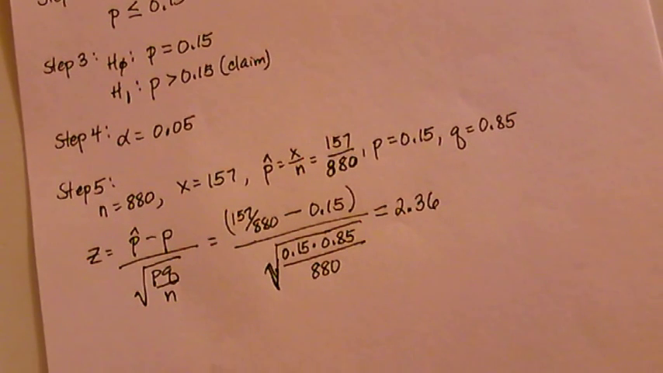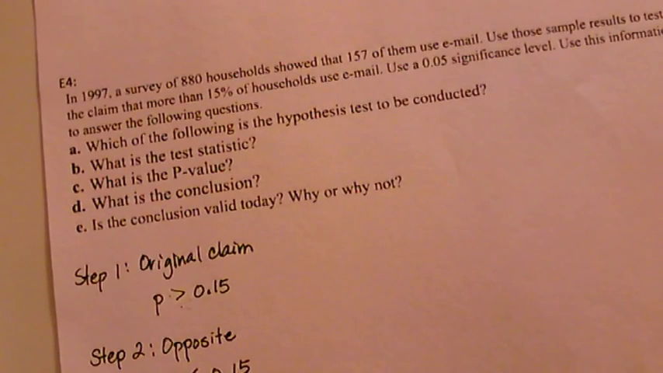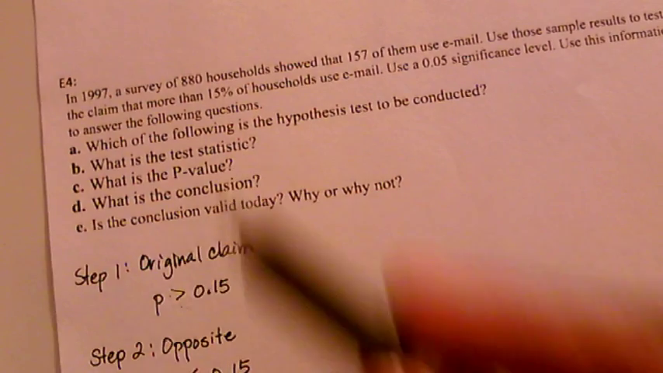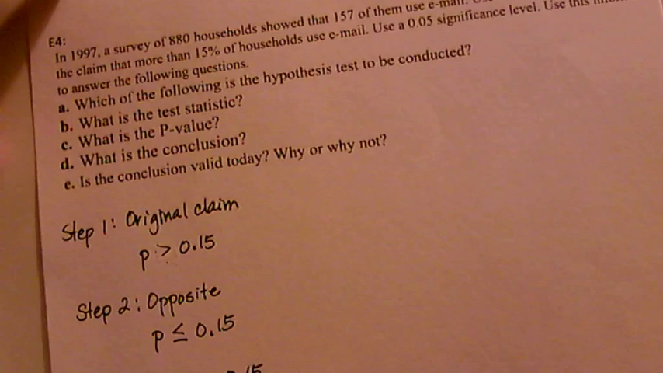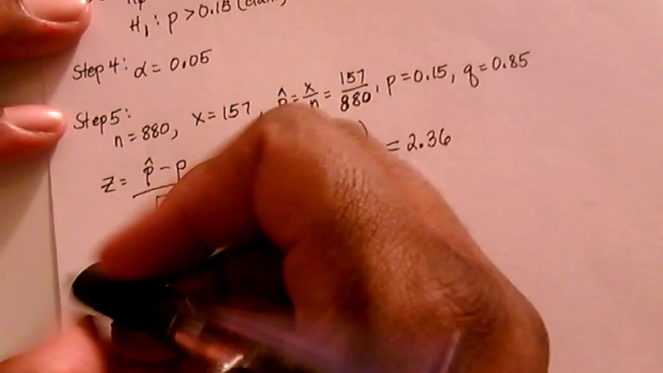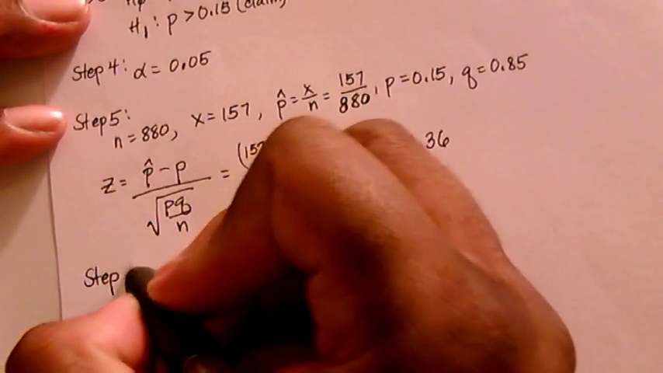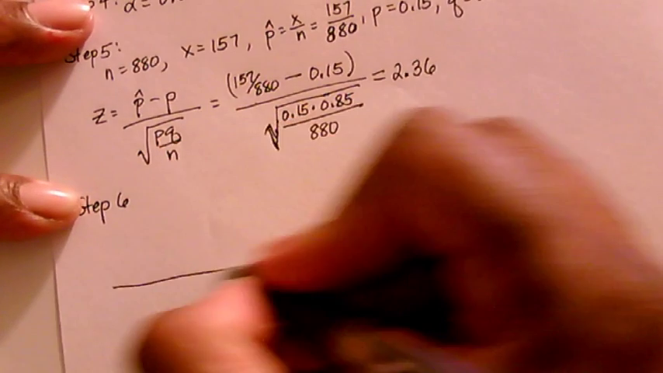So that's step number 5, calculating your test statistic. Okay, now, by the way, that's the answer to part B. What is the test statistic? So in this case here, 2.36. Now in part C, what is the p-value? So that's going to be step number 6, finding the p-value.